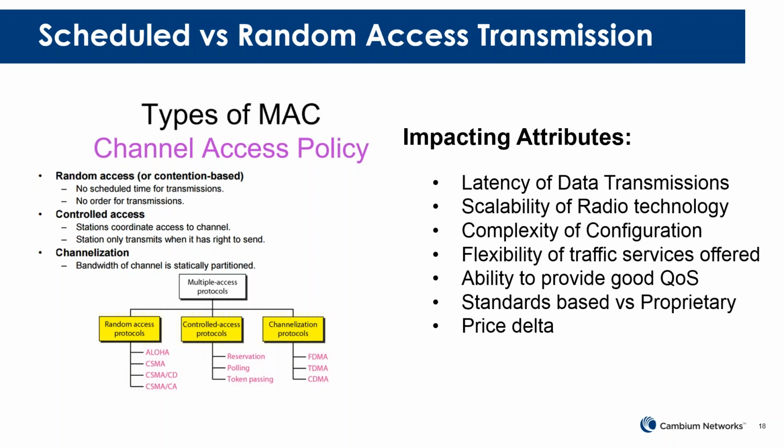Complexity of configuration can be, debatably, a little bit more complex with a scheduled or controlled access solution, because you have a few more parameters that you need to tweak versus a Wi-Fi router. Simply set the SSID and your password and away you go. It's basically two, maybe three at the most, things you need to set and you're off and running. So that's potentially one of the pros for random access. But again, you get what you pay for, and if the use case fits, then it's great. Flexibility of traffic services offered, ability to provide good QoS, we talked about that a little bit.